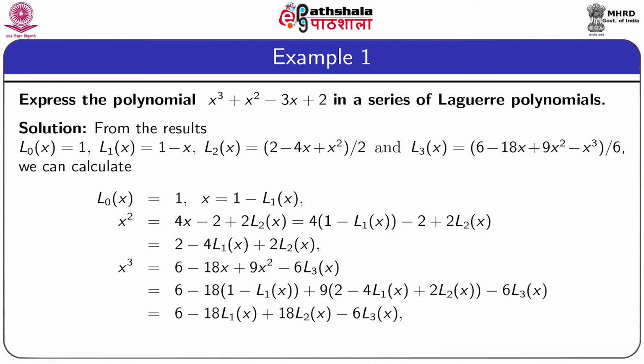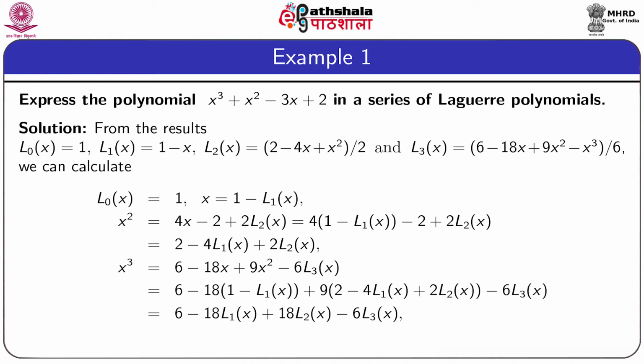Similarly, x square, from the third expression we will get this is equal to 4x minus 2 plus 2 L2x, and we substitute the value of 4x, and we will be getting after simplification x square is equal to 2 minus 4 L1x plus 2 L2x.